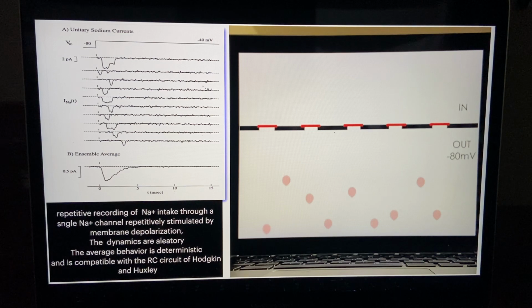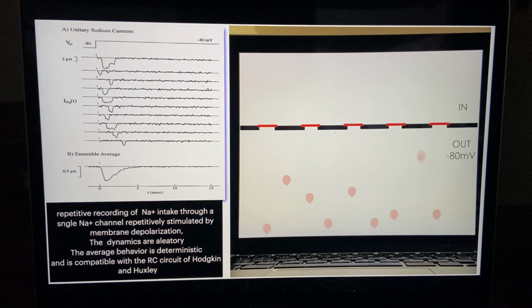On the right, you see five red gates, which means five sodium channels. When the membrane is at minus 80, they are almost closed, with a very low probability of opening. So the sodium ions, which are the pinky balloons, cannot enter very easily inside the membrane.